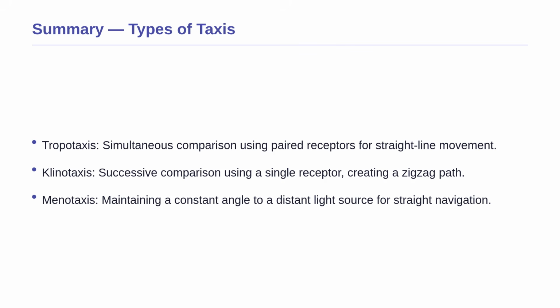Second, we learned about Klinotaxis, where animals with a single receptor successively compare intensities over time, resulting in a distinct zigzag movement pattern. Finally, we examined Menotaxis, a highly advanced light compass orientation that allows animals to maintain a constant angle to a distant stimulus, enabling straight-line navigation across featureless terrains. You now understand the incredible mathematical and biological mechanisms animals use to navigate their world. Great job!